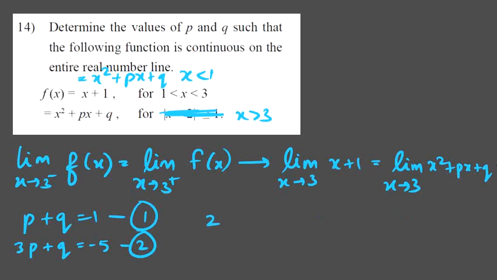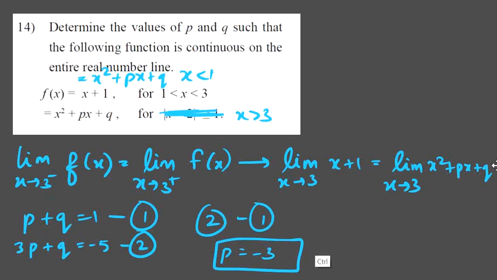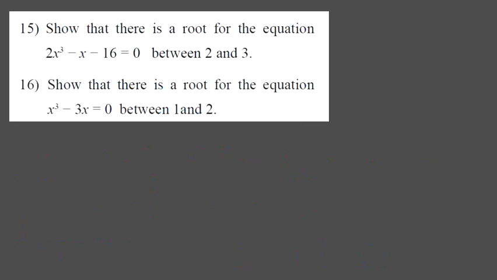Now to get the values of p and q, just solve the two equations. That is, if you subtract 2 minus 1, you have 2p as minus 6. So p will be equal to minus 3. And put that p as minus 3 in this equation. So you will have q as 1 plus 3, which is equal to 4. So here's where you have the values of p and q for the 14th question. Going ahead with the last two questions in this video, that is the 15th and the 16th one.